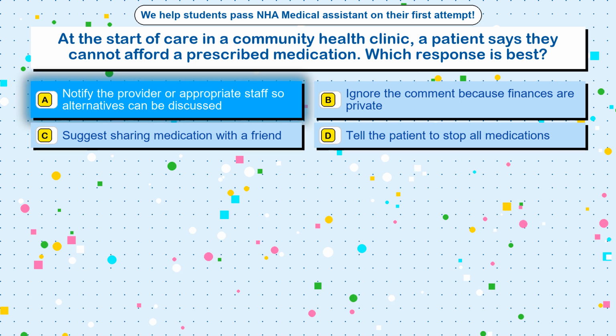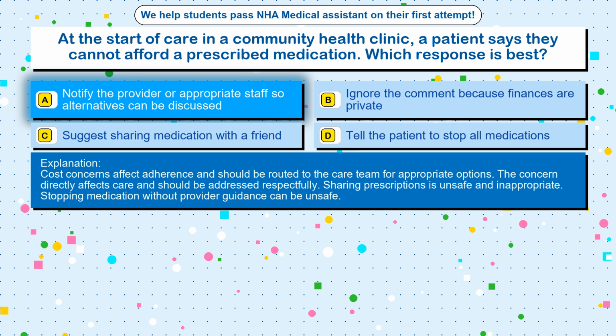The correct answer is option A, notify the provider or appropriate staff so alternatives can be discussed. Cost concerns affect adherence and should be routed to the care team for appropriate options. The concern directly affects care and should be addressed respectfully. Sharing prescriptions is unsafe and inappropriate. Stopping medication without provider guidance can be unsafe.